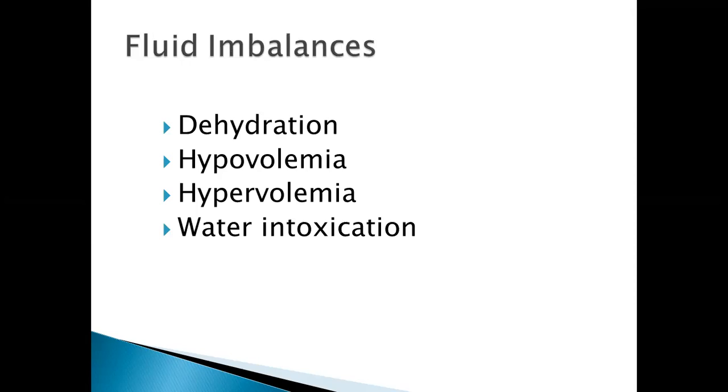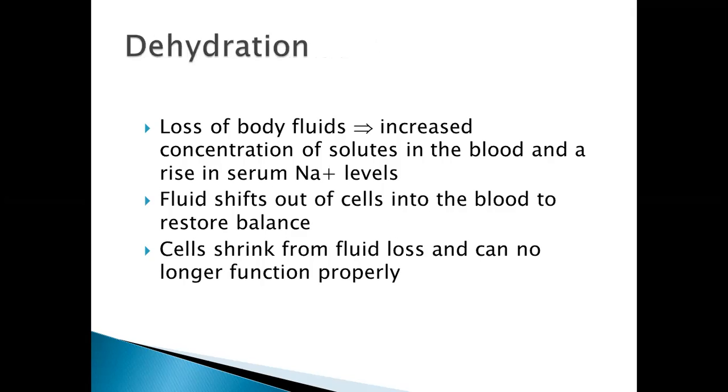So fluid imbalances. The common imbalances that we see are dehydration, hypovolemia, hypervolemia, and water intoxication. Dehydration is loss of body fluids. There is increased concentration of solutes in the blood and a rise in serum sodium levels. So there is shift of fluid out of cells, and that leads to cell shrinkage.